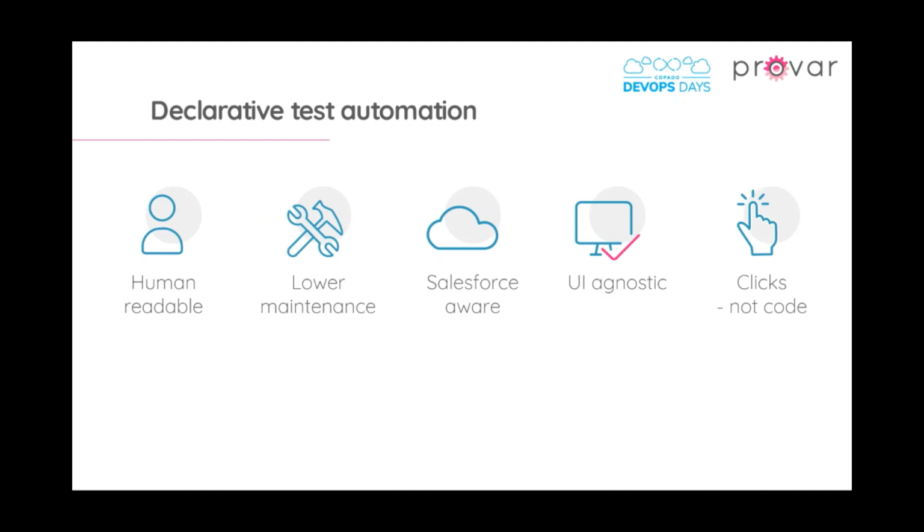And then of course, we really want the page layout and the position of the elements and the test cases themselves to be UI agnostic. We don't want to have anything tied to how the page is laid out or anything like that, because that in turn makes your test cases very brittle and very subject to change and failures. And then of course, just like Salesforce, it's clicks, not code.